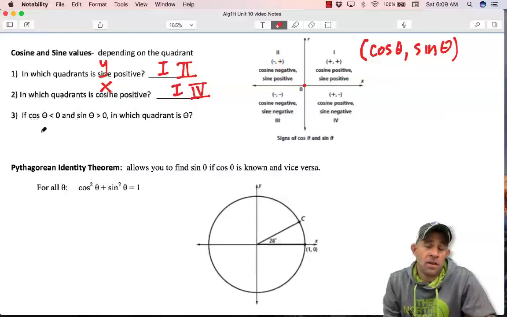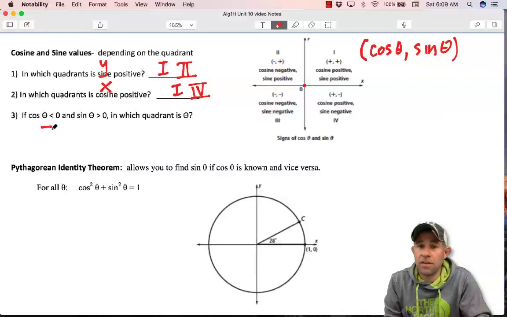Question 3 asks, if cosine theta is less than 0, that means it's negative, and sine theta is greater than 0, that means it's positive, in which quadrant is theta? So if I have a negative, positive, I'm going to come to the left and I'm going to come up. So that's going to occur here in quadrant 2.